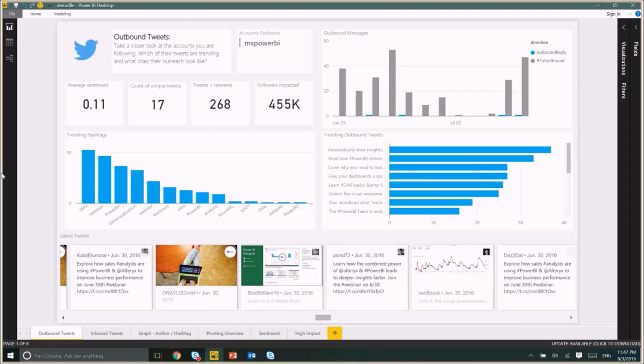In this example, I'm tracking the Power BI keyword from the perspective of a program manager. I want to see what is currently trending, what sorts of topics are people discussing, and what difficulties people might be experiencing. The first page gives me an overview of everything that is being tweeted out of the accounts I follow. This means tweets, responses, and retweets made by Power BI itself. I can see which outbound tweets and hashtags are trending, and I can even drill into the raw tweets.